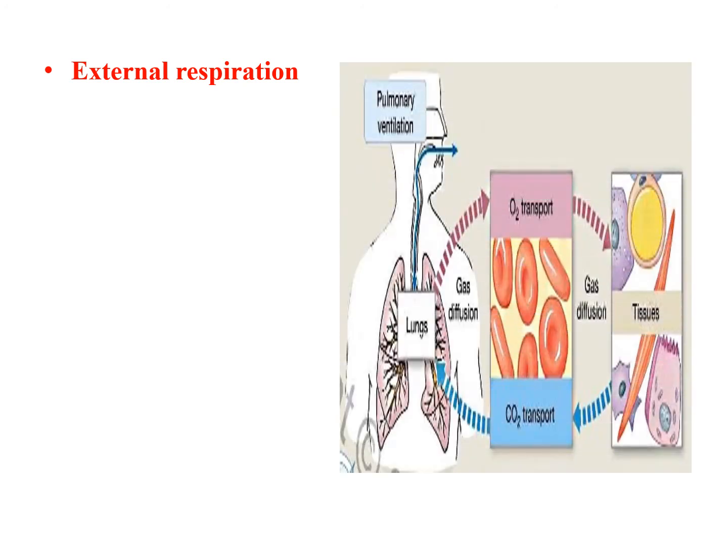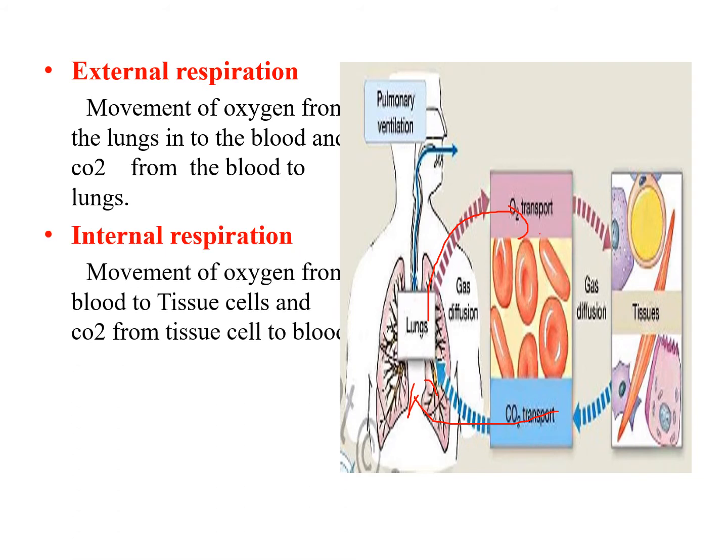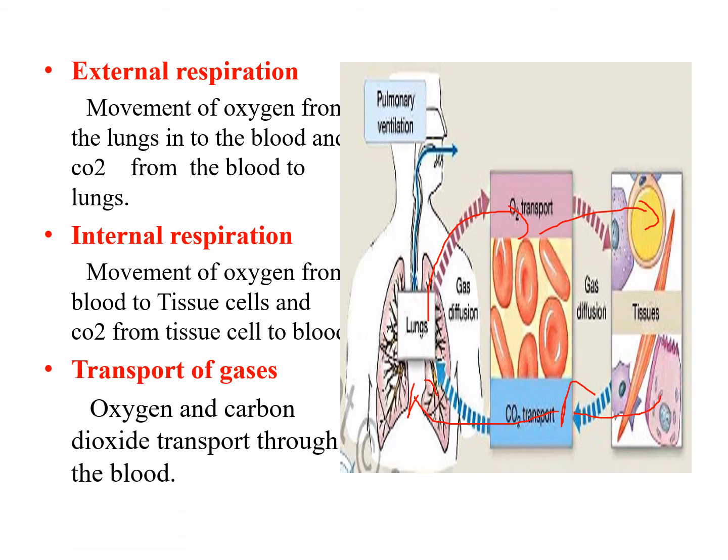Now we'll see about respiration. There are two types of respiration: external respiration and internal respiration. External respiration means movement of oxygen from the lungs to the pulmonary capillaries, whereas carbon dioxide moves from the pulmonary capillary to the lungs. This we call external respiration. Internal respiration means movement of oxygen from the blood into the tissue, whereas carbon dioxide moves from the tissue into the blood. This is mediated by transport of gases. Once the gases reach the blood, they are transported and reach the targeted area.